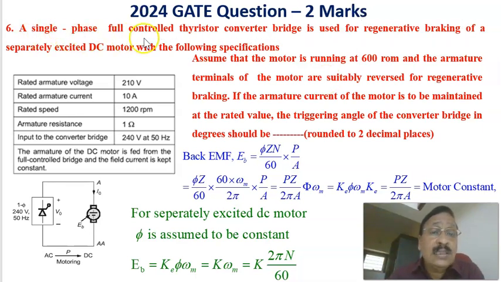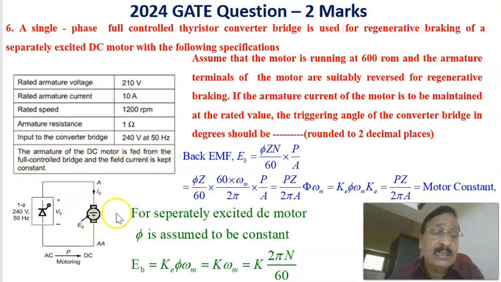A single phase full control thyristor converter bridge is used for the regenerative braking of a separately excited DC motor with the following specification. The rated armature voltage of this machine is 210 V, rated armature current equal to 10 amperes, rated speed equal to 1200 rpm, and armature resistance equal to 1 ohm. The input to the converter bridge is a 240 volt 50 hertz supply, and the armature of the DC motor is fed from the full converter bridge, and the field current is kept constant.